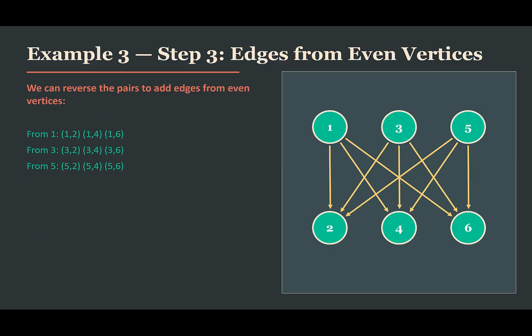We can reverse the pairs to add edges from even vertices. So this time, instead of going from the odd number, we're going to the odd number. So to get to 1, we'll add (2, 1), (4, 1), and (6, 1). To get to 3, we'll have (2, 3), (4, 3), and (6, 3). And to get to 5, I'll have (2, 5), (4, 5), and (6, 5). Because we're adding a biconditional relation, we can just change all of these single direction arrows to double-headed arrows.